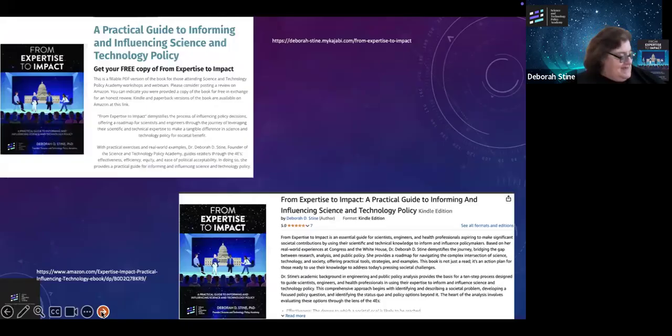Okay, so that is the end. I am pretty much on time. This is my book, which just came out in April of this year. It's called From Expertise to Impact, and it basically goes through the entire policy analysis process. It has one chapter that is about equity and gives an example of an equity analysis. I have one example that I go through all of this.